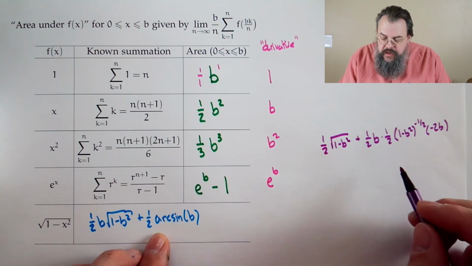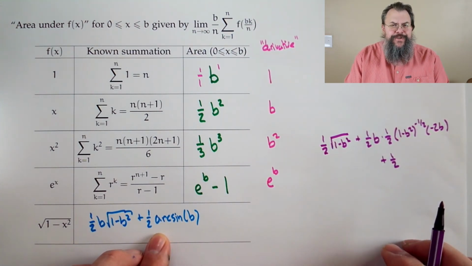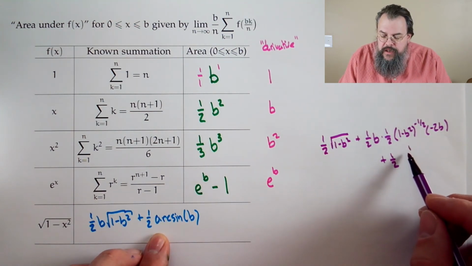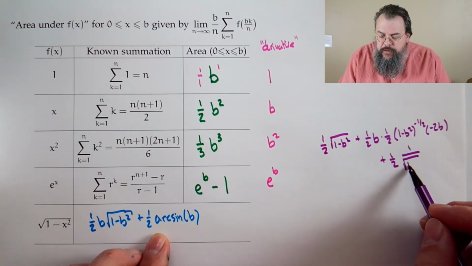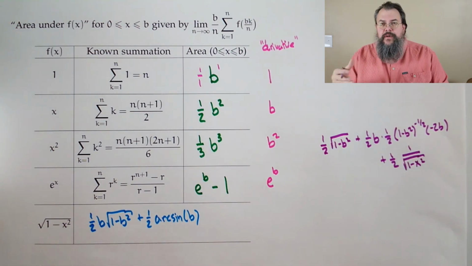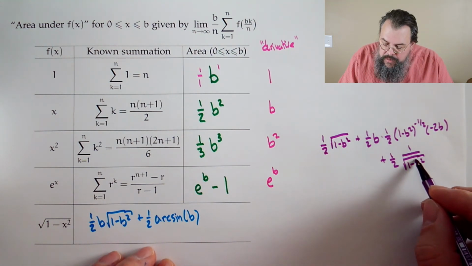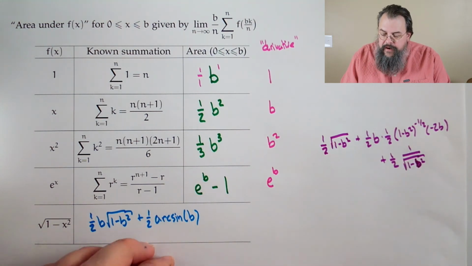Plus, now the derivative of arc sine. Ooh, do you remember that one? That one's an interesting one. It's 1 over the square root of 1 minus x squared. Now, if you didn't remember that, there's ways to rederive it. Except it's not x, it's b. Okay. All right.